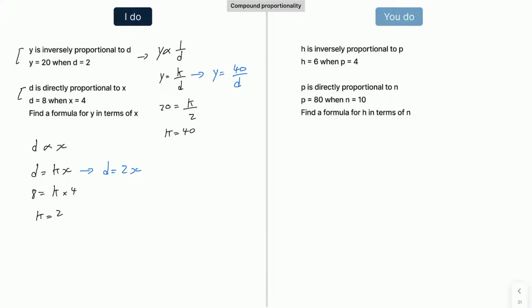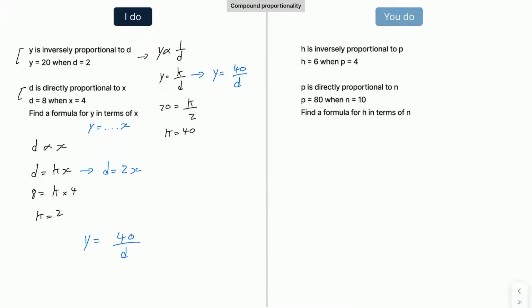So when it says find a formula for y in terms of x, it's saying y is equal to something that contains x. So we can see that this formula up here is already written in that form. So if you take that formula up there, and I'll write that here, so I'm just going to write that exact same thing here, y is equal to 40 over d.